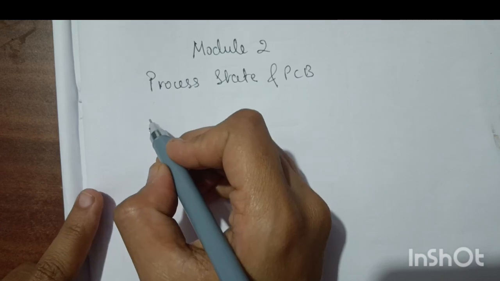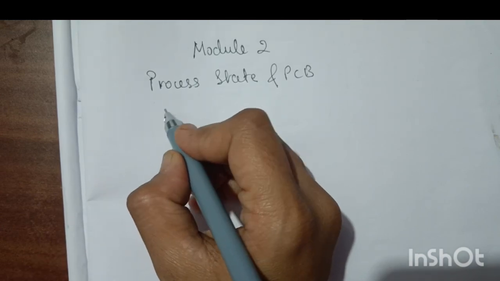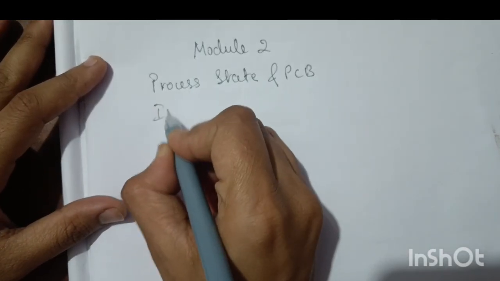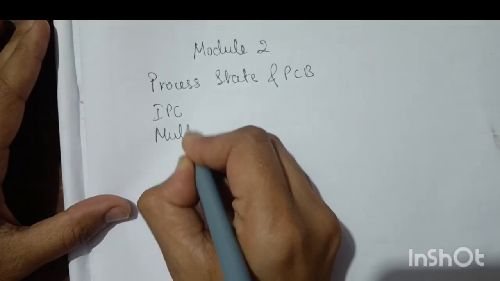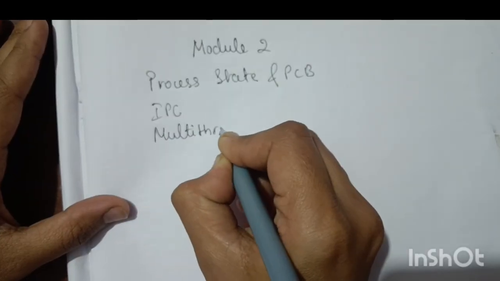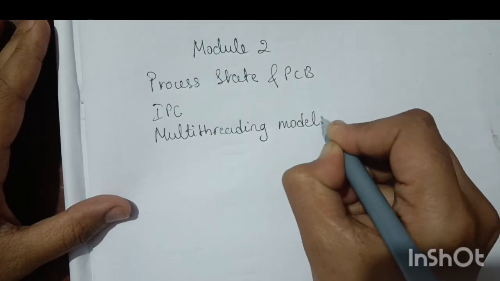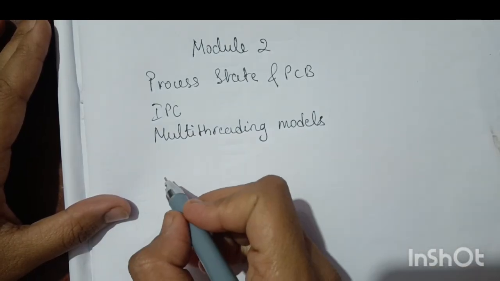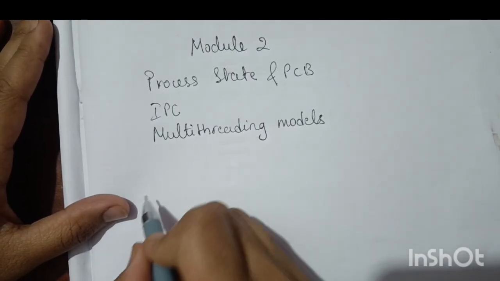Then we have many different important concepts in the second module, that is your IPC, that is interprocess communication. Then we have multi-threading models. I'm just writing about these concepts which are many a times asked in the previous questions, and also it's easier to solve and gain complete marks.